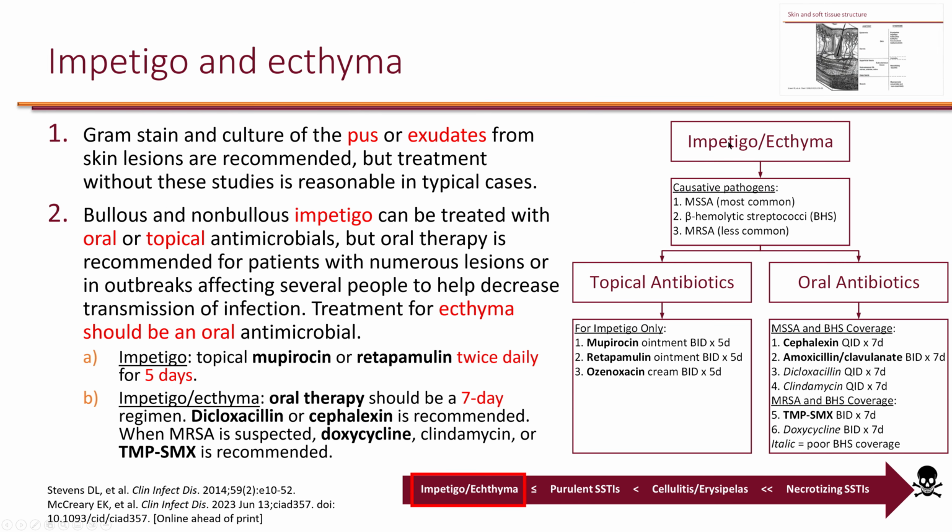So in general, we know that the most common causative pathogens are MSSA and beta hemolytic strep. So with impetigo, because it can be in the epidermis only, we can use topical agents.